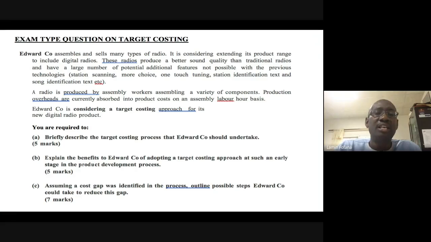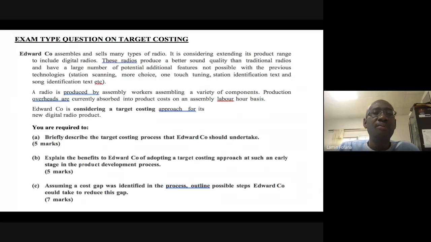So some of those features are station scanning, more choice of station, one-touch tuning, so you don't have to use a knob to tune, but you can just use a screen to type in the frequency of the radio, as we can all see on the radios on our smartphones and so forth. Also station identification text and song identification text, just like you can see on your digital radio. A radio is produced by assembly workers assembling a variety of components. Production overheads are currently absorbed into product cost on an assembly hour basis.